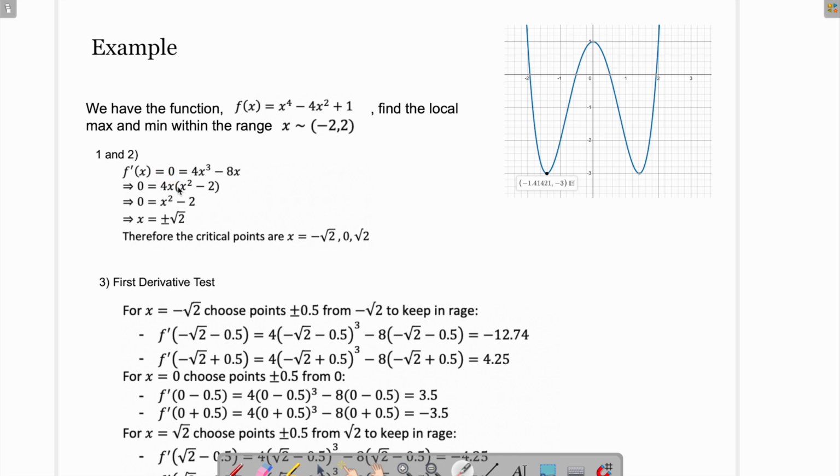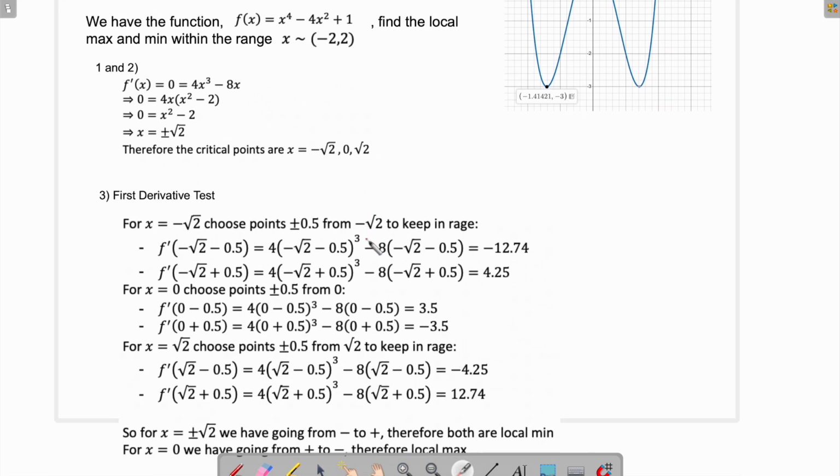So we already have our first critical point here. We have 4x equals 0, so that means x would be equal to 0. And then we can just take the other one where x squared minus 2 is equal to 0. So bringing the 2 to the other side and taking the square root, we get x equals plus minus square root 2. Therefore, we have three critical points. We have x is equal to negative square root 2, x is equal to 0, and x is equal to square root 2.